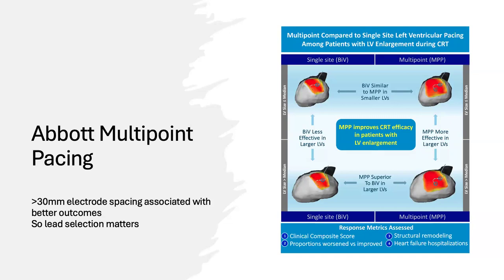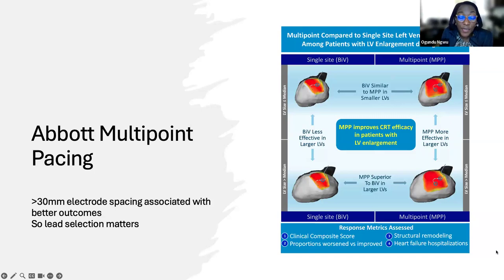Okay. My comment on this also is that if you have a patient with a really big LV, sometimes I have patients with like an 8 to 9 centimeter LV, this is a really good option, especially if you use one that gives you a lot of distance between the electrodes, because perhaps you can capture more and lead to an improvement in CRT efficacy. So it's definitely a consideration.